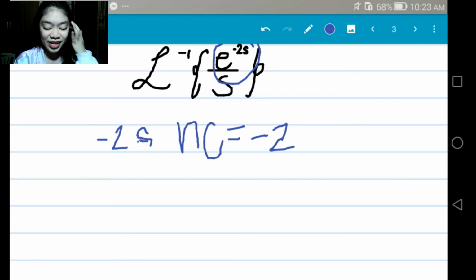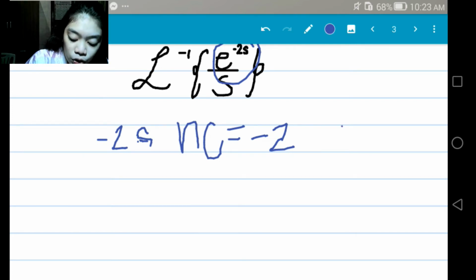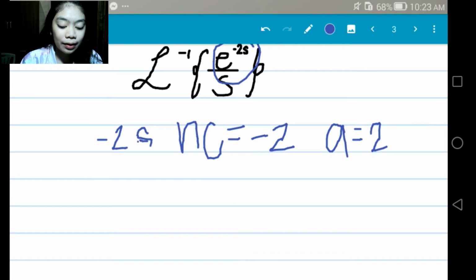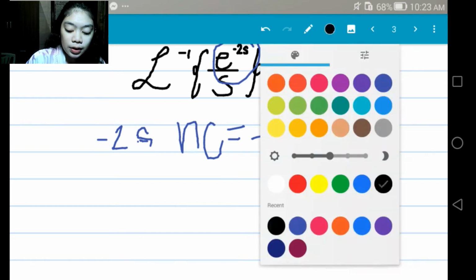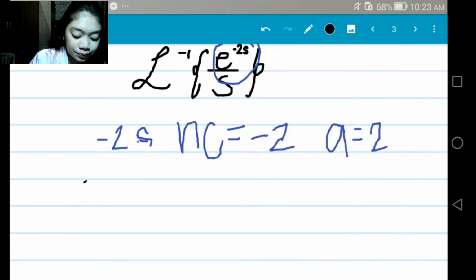I'm sorry for my handwriting. So, our numerical coefficient is negative 2, and the negation of negative 2, which is our a, will now be equal to simply 2. That's it. Now, let's get the Laplace inverse of f of s. Since we have the e raised to negative 2s, the only thing left for us is 1 over s.